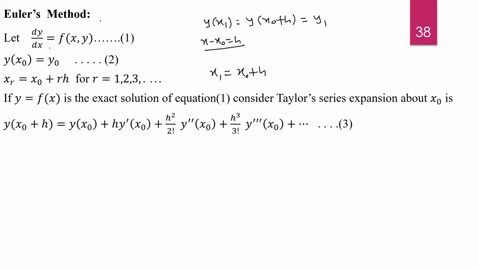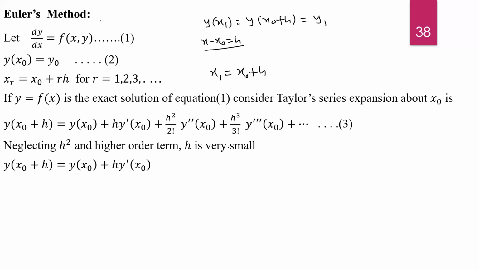into y dash. Y dash means dy by dx at the x0 point, plus h square upon 2 factorial second order derivative at x0, plus h raised to 3 divided by 3 factorial third order derivative at x0, and so on. Now here we neglect h square and higher order terms since h is very small. And we get y of x0 plus h is equal to y of x0 plus h y dash. From the second order, we remove this term, means the square term.